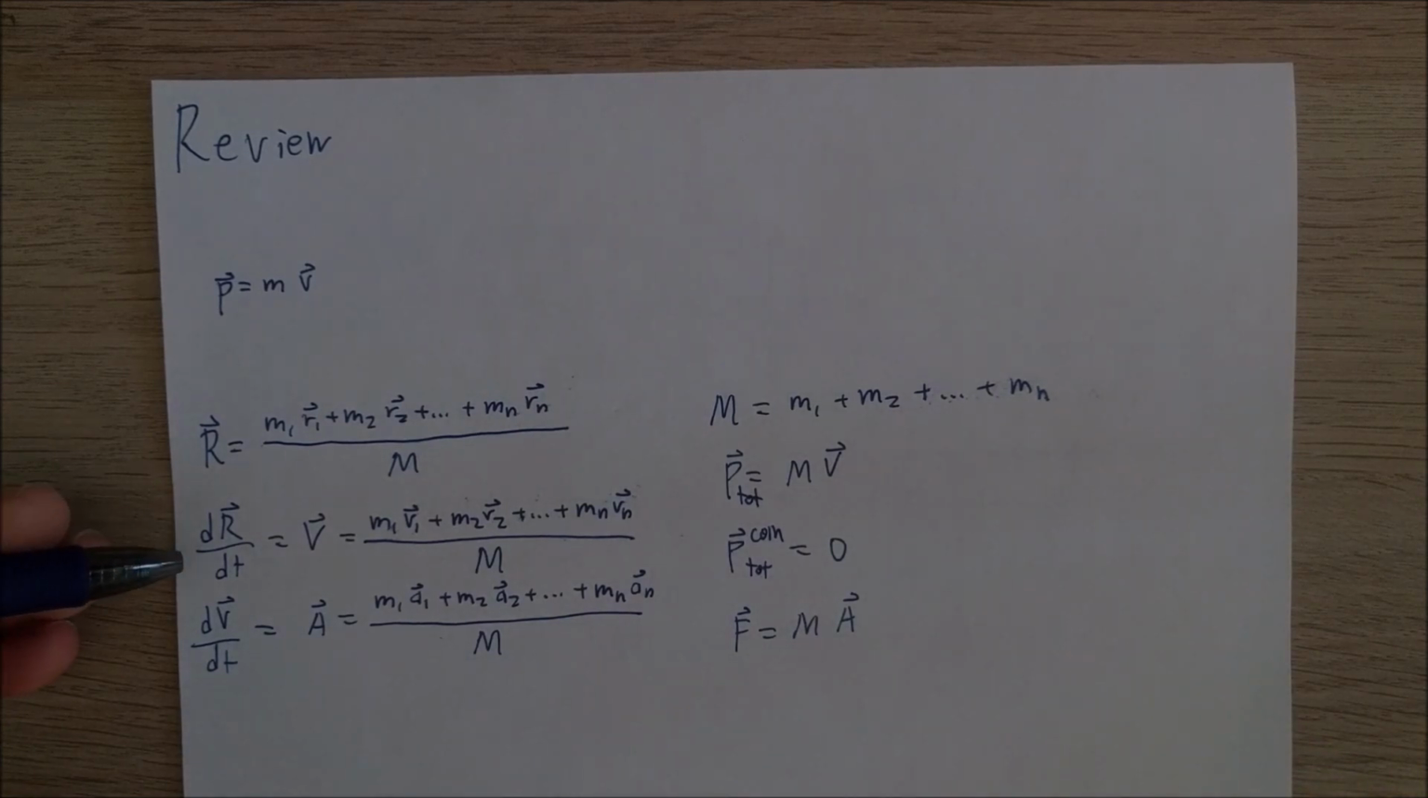There is also a center of mass velocity, which is both the derivative of the center of mass position and the weighted average of the velocities of each particle, and the center of mass acceleration, which is both the derivative of the center of mass velocity and the weighted average of the accelerations of the particles in the system. We also note that F equals ma holds for the entire system, where F is the sum of all forces acting on the system, m is the total mass of the system, and a is the center of mass acceleration of the system.